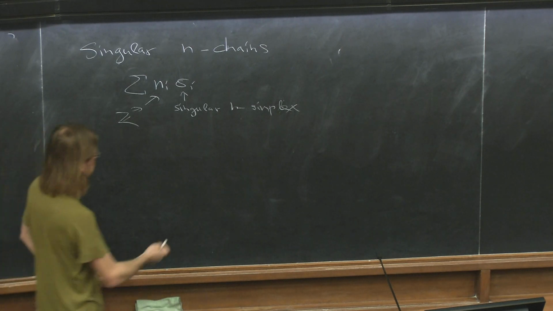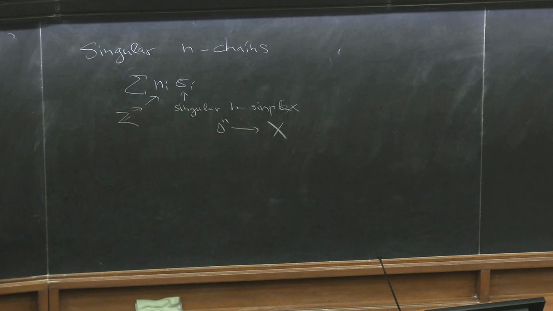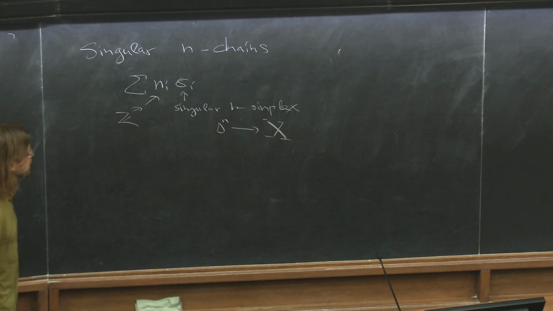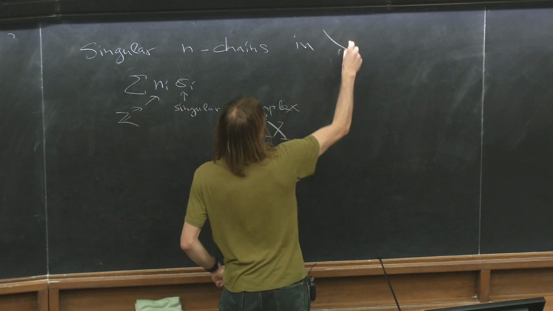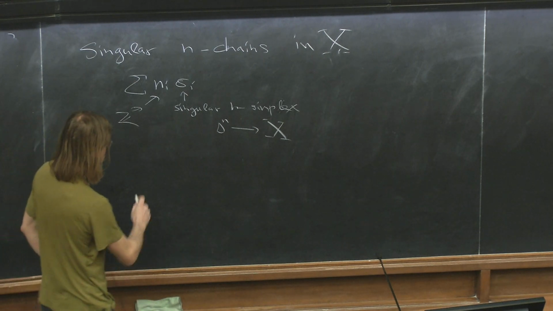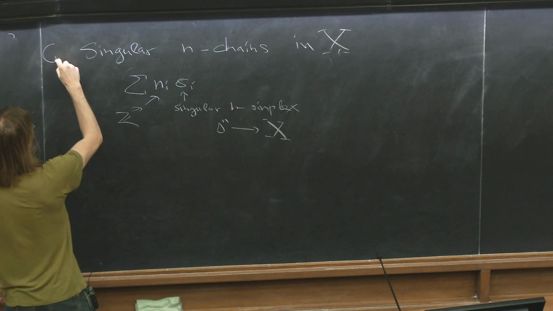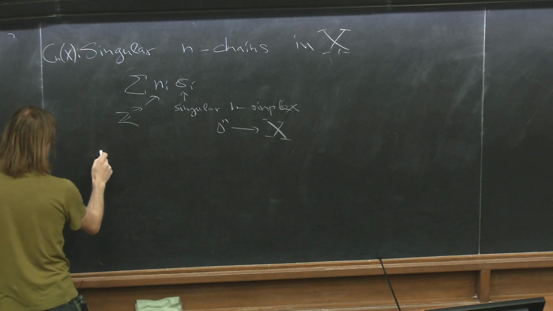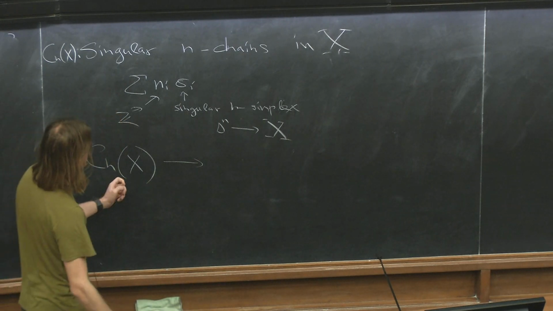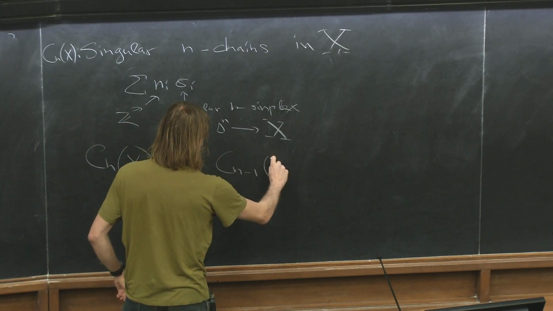A singular n simplex is just any continuous function from the n simplex to our topological space X. We denote this space by Cn of X, and then we introduced a boundary operation, which from a singular n chain gives a singular n-1 chain.